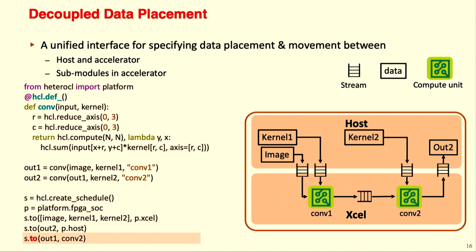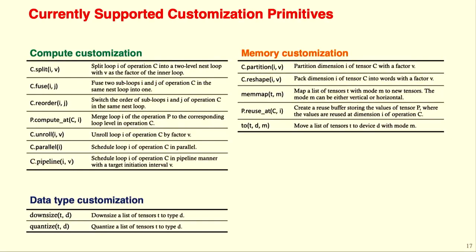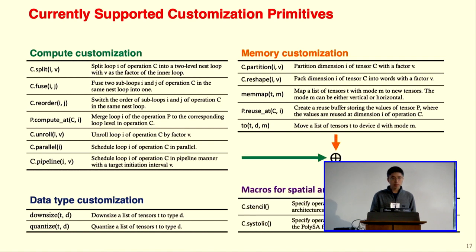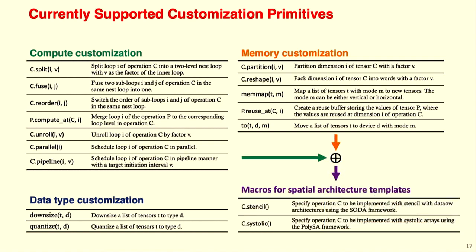We think this is a really nice unified interface for specifying this kind of data movement and also data placement, off-chip and on-chip. Right now, we support quite a few different primitives, for compute, memory, and data type customizations. Many of those we are just leveraging from the nice TVM infrastructure. But in many cases, to really build a high-performance design, you have to use a combination of these to get high throughput and minimize the area overhead.